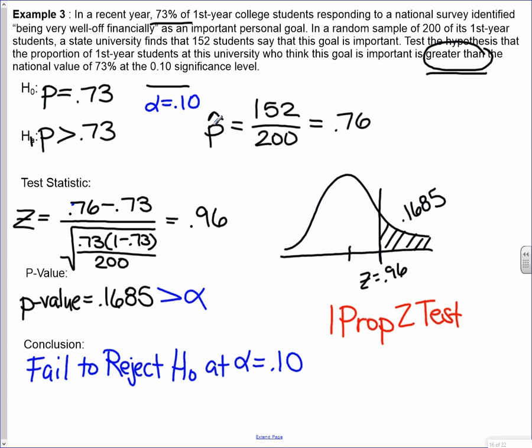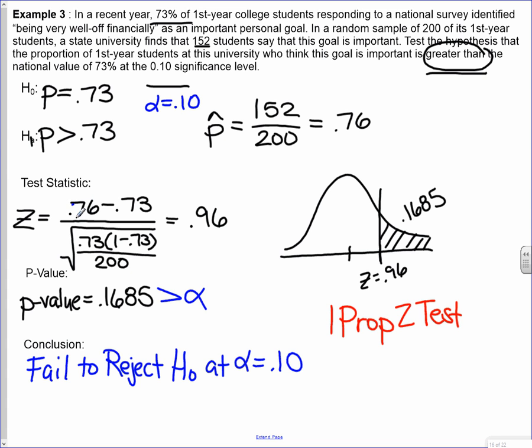We can calculate our p hat here. P hat is 152 over 200, which is 0.76. So at this university, 76% of their sample said they thought being very well off financially was important. Nationally, 73% said that. So we're wanting to see if this is a statistically significant difference or if that 3% difference is really just due to sampling error.